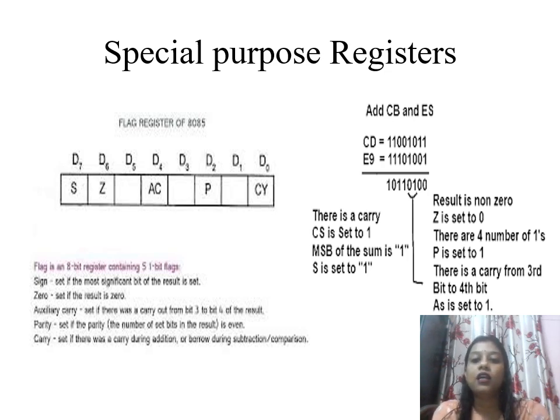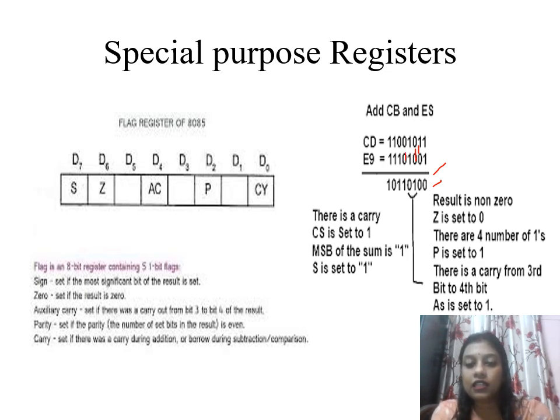You can see that we have a CD and an E9, two numbers, and now we are adding these numbers. If you see this addition, the result is like this: 1 plus 1 is 0, 1 plus 1 is 0, then you have a 1 carry over here, then 1 plus 1 is 0, then a 1 carry over here, and then 1, and then 1 plus 1 is 0, then again a 1 carry over here, then 1, and so on.